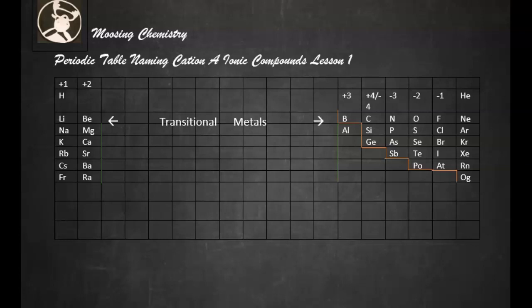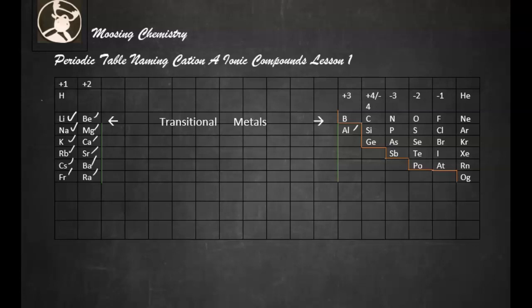This is periodic table naming cation A ionic compounds lesson 1. All right, well, first of all, what are cation A elements? Well, they're elements that only have one particular charge. For example, like lithium, sodium, potassium, rubidium, cesium, francium. And in group 2, beryllium, magnesium, calcium, strontium, barium, and radium. And in group 13, aluminum.